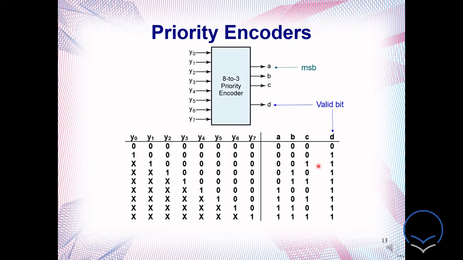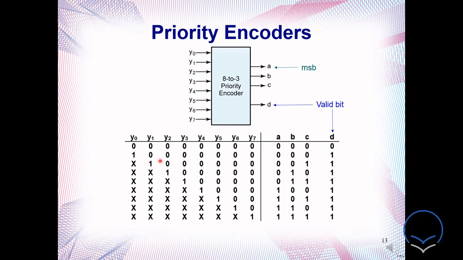Say if you have 0 0 0, it's selecting Y0. If 0 0 1, Y1. If 0 1 0, Y2, something like this. If 1 1 1, then Y7. Now look here. For 0 0 0, we are selecting Y0. For 0 0 1, we are selecting Y1. But what happens with Y0? If your Y0 is 1, what will happen? Or if your Y0 is 0?